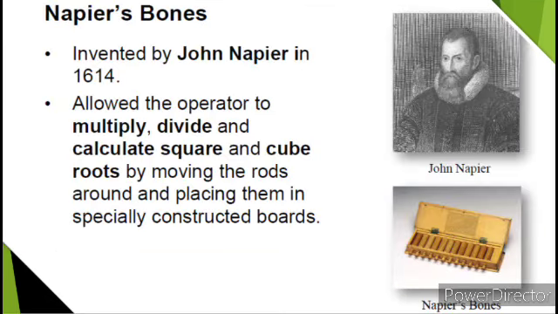The next device is Napier's bones. It was invented by John Napier in the year 1614. It allowed the operator to multiply, divide, and calculate square and cube roots by moving the rods around and placing them in specially constructed boards.